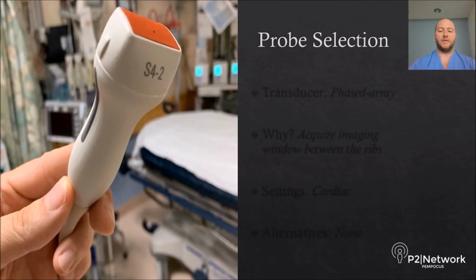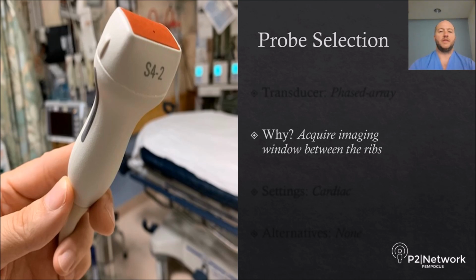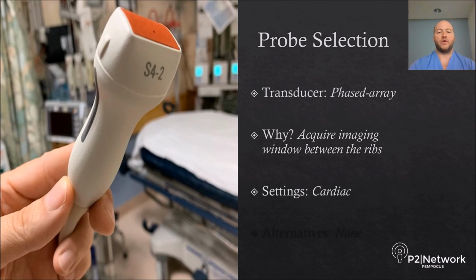When assessing for tricuspid regurgitant jet velocities, we will be using the phased array transducer. This enables us to acquire imaging windows between the patient's ribs. We're going to be choosing the cardiac settings, and there are no adequate alternative transducers for this study.